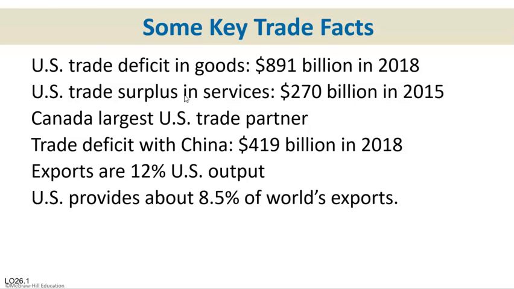Some other things to know: of our total output that we make, so the total goods and services that we make within the country, only 12% of those are going to be exported. The rest is used within the United States. The U.S. provides about 8.5% of the world's total exports. China's actually the country that exports the most. They provide 12% of the world's exports, and we're right behind them. And there's actually 8 countries, if you add them all up, that provide about half of the world's exports.